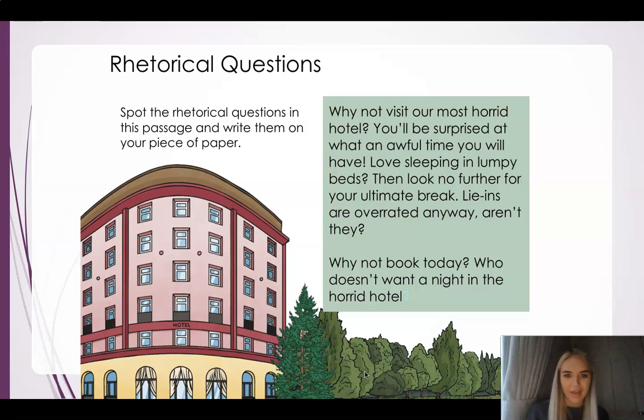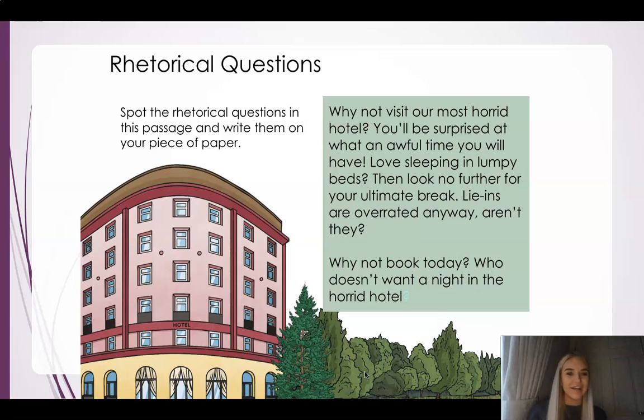Okay, let's read it together then. Did you spot the rhetorical questions? If you spot them when I'm reading, I want you to just give the screen a wave. I won't be able to see you, but I'll be able to telepathically know that you're giving the screen a wave. Can you do that? Super.